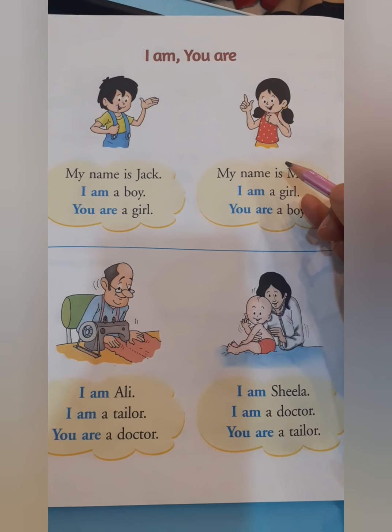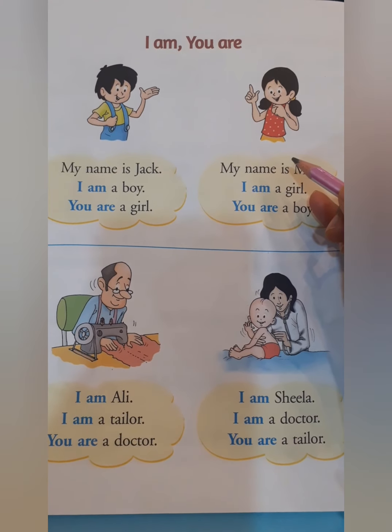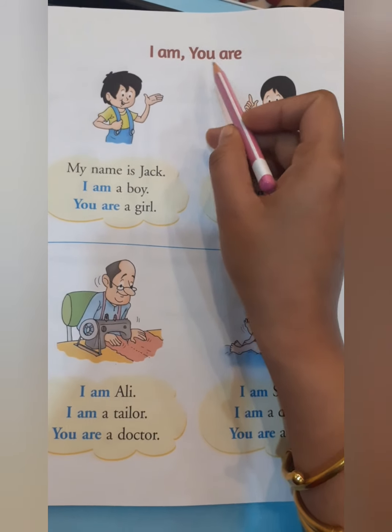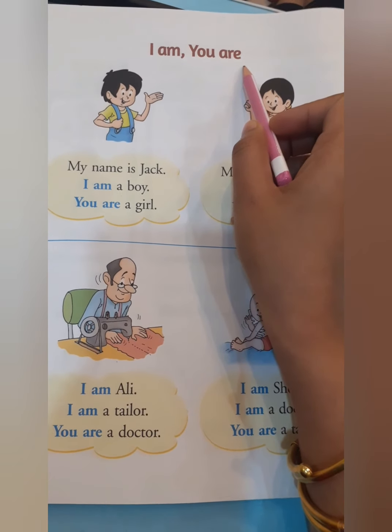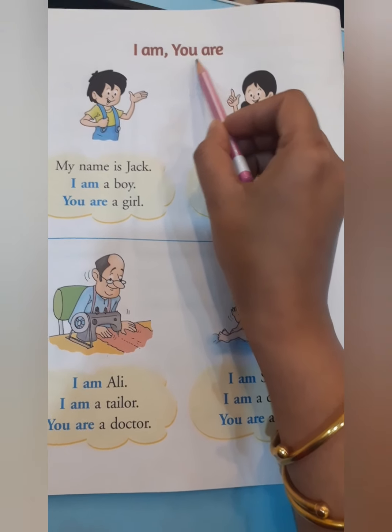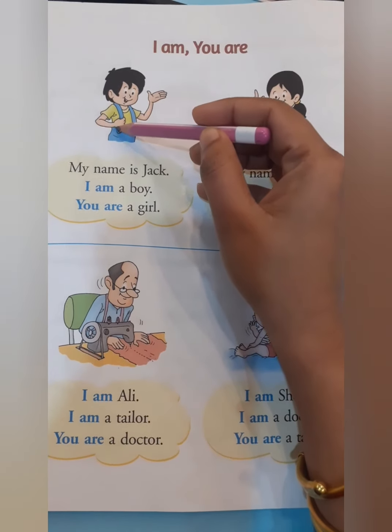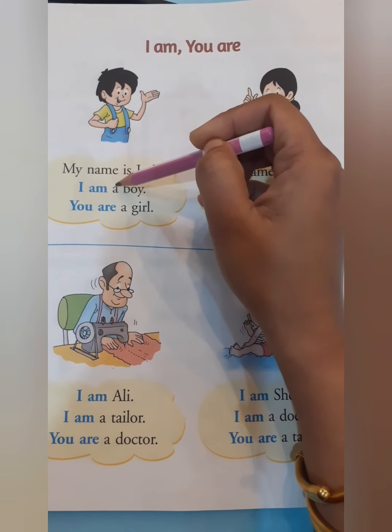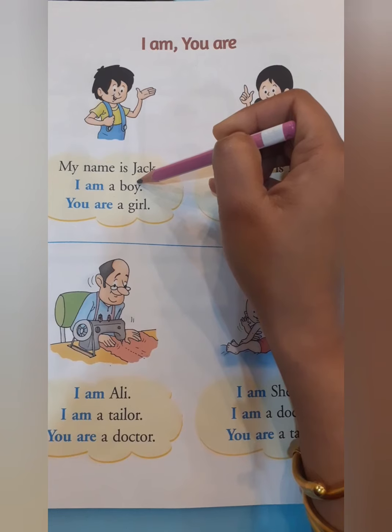Now children, take out your new James English reader, and today our lesson is I am and you are. Okay, so today we will learn the uses of I am and you are. My name is Jack. I am a boy.